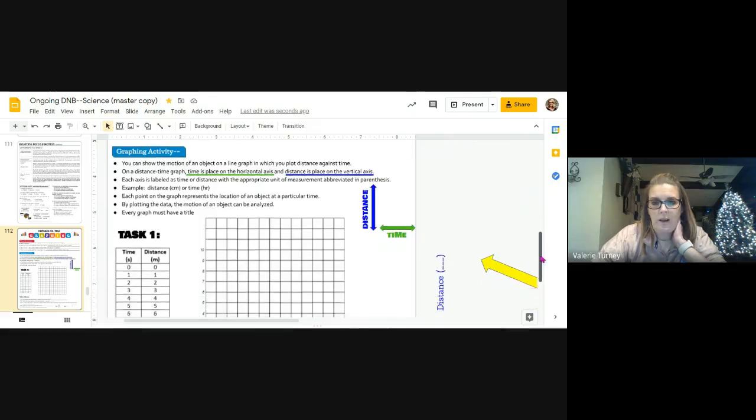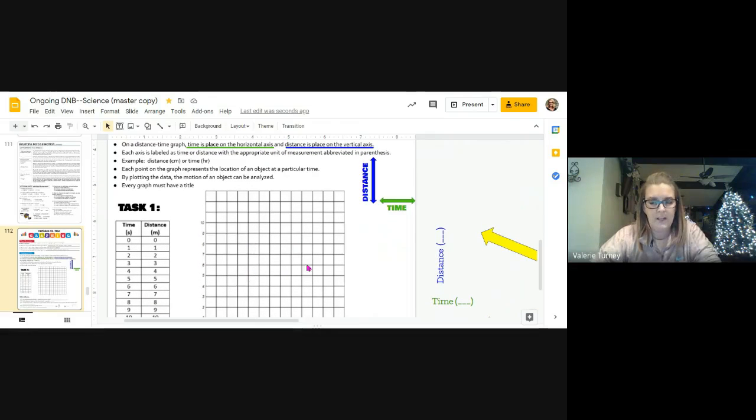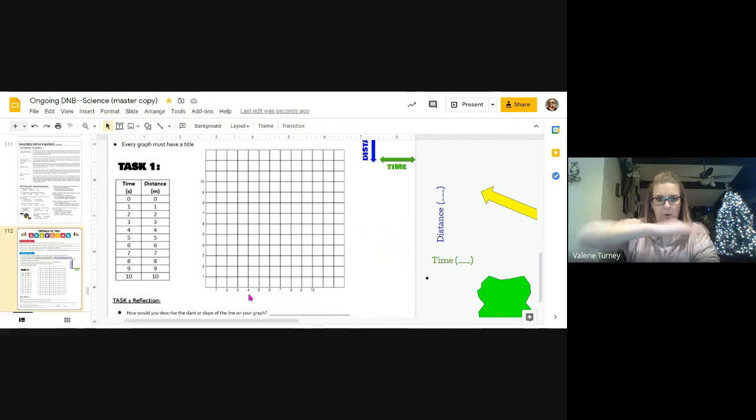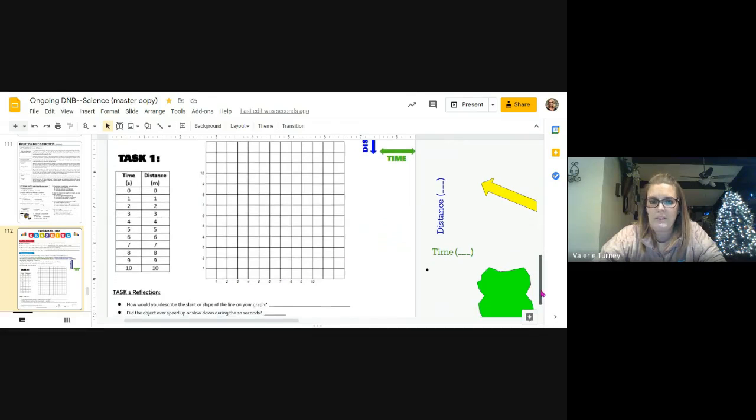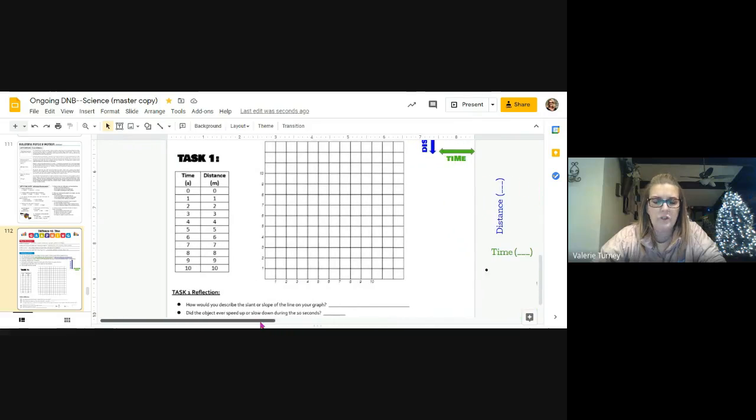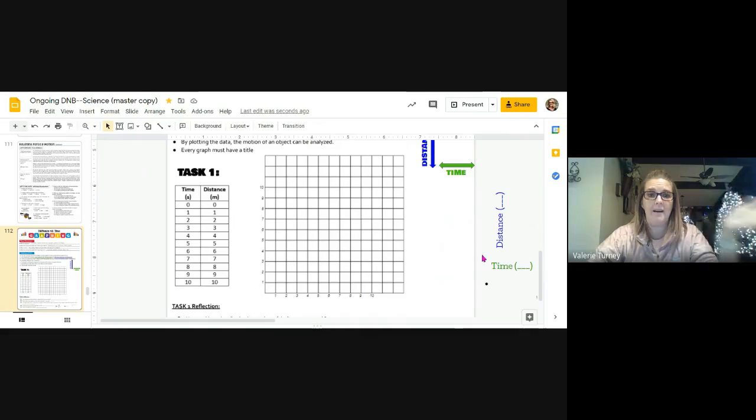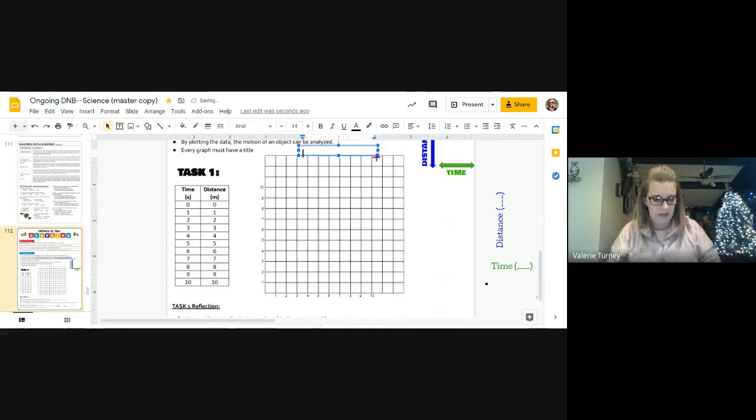All right, so when you look down here at this particular graph that we're going to do, we would put distance over here on the vertical, and we would put time down here on the horizontal. All right, so here is what we are going to be graphing. Here is a chart right here. This is task 1. So the name of our graph is going to be task 1, because every graph must have a title. So this is where we're going to be graphing task 1. So go ahead up here at the top and you can title it task 1.